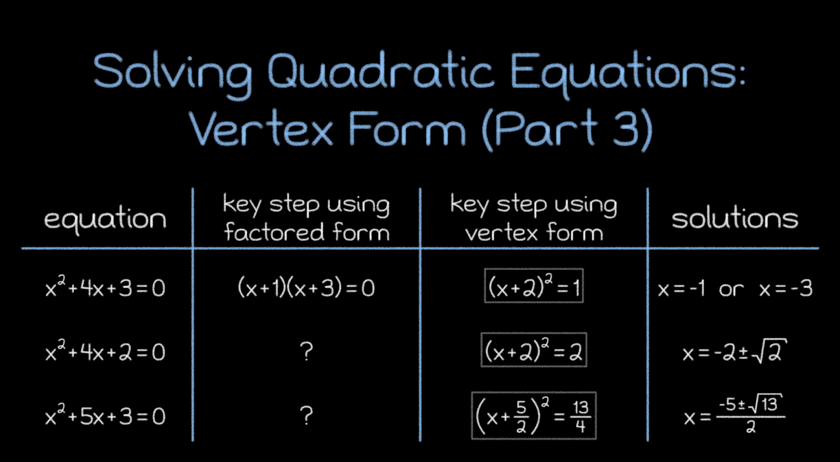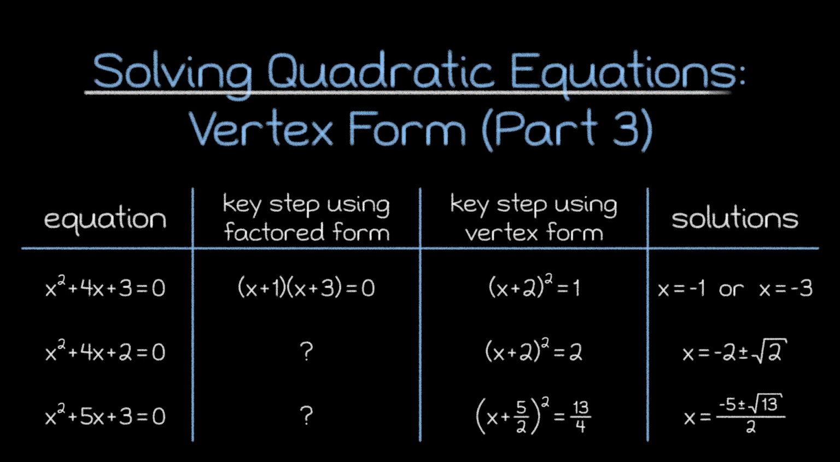Every time we've gotten to the point of taking the square root, we've had a positive number to take the square root of. So, what happens if this is not the case? Let's explore this situation further to see if our vertex form strategies really do work for any quadratic equation.